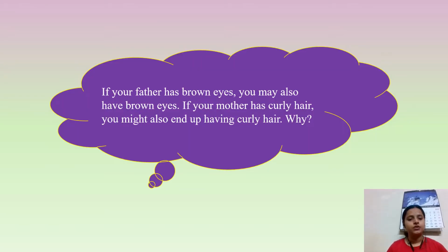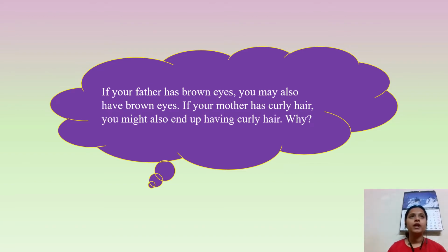So here is the question. If your father has brown eyes, you may also have brown eyes. If your mother has curly hair, you might also end up having curly hair. Why does this happen? You know why? Because in the nucleus there is genetic material present, and that genetic material is responsible for transferring the characters of our parents to ourselves.